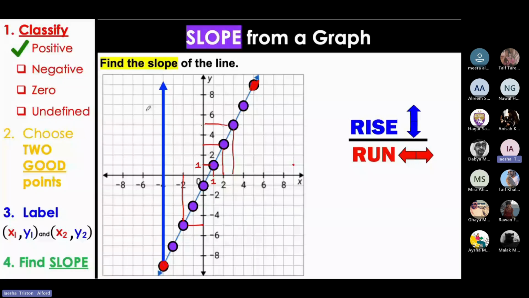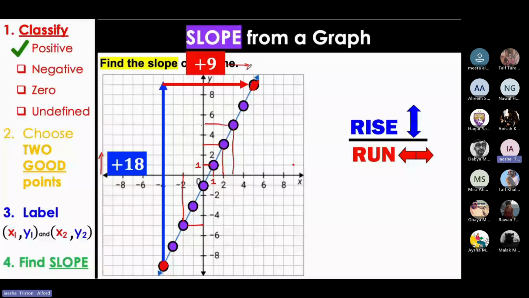It's going to be positive 18. Then we're going to go right. How many spaces? Positive 9. Why is it positive? Because we made the movement up. Why is this one positive? Because we made the movement right.